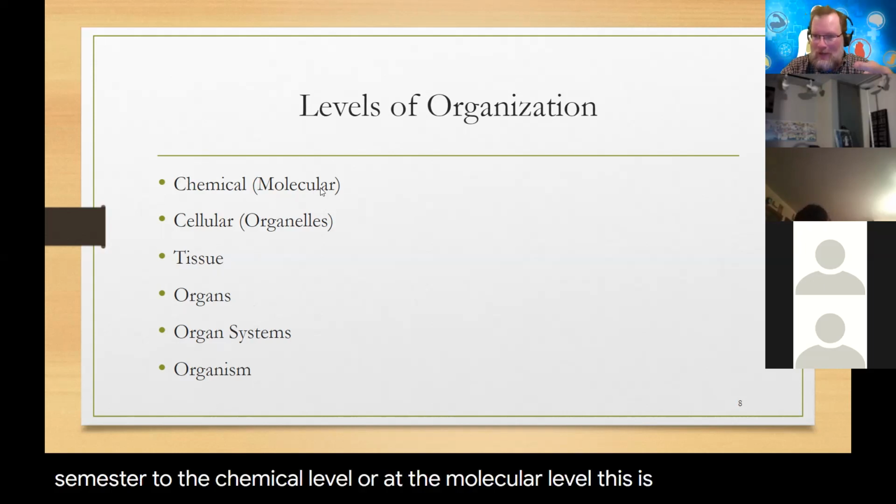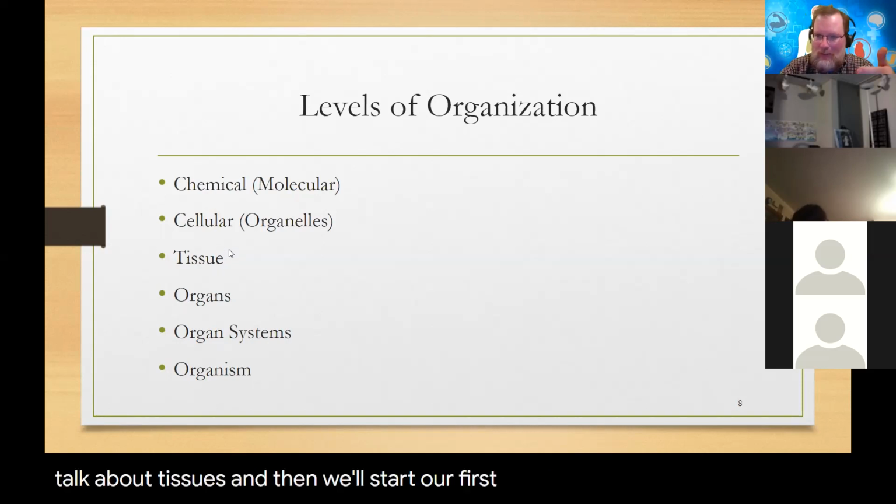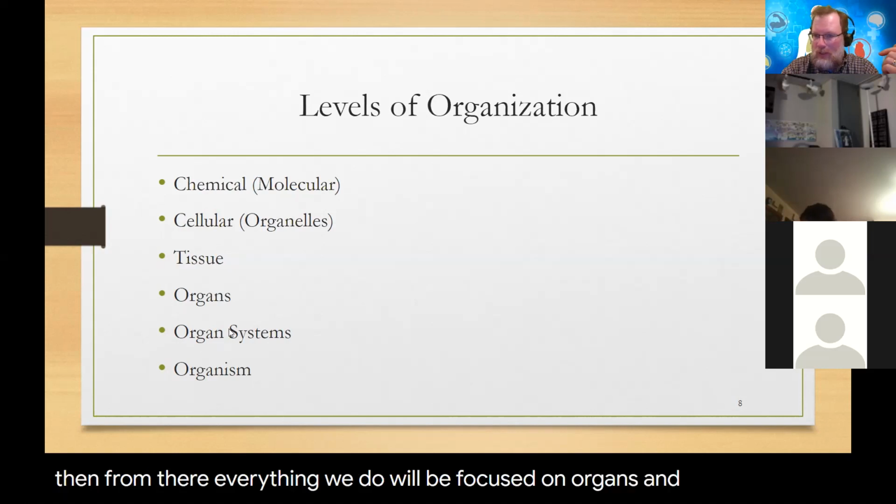The chemical level, or the molecular level, is where we start next week. Then in week 3 we'll get into the cellular level. Week 4, we'll talk about tissues, and then we'll start our first system, which will be the skin. And from there, everything we do will be focused on organs and organ systems.